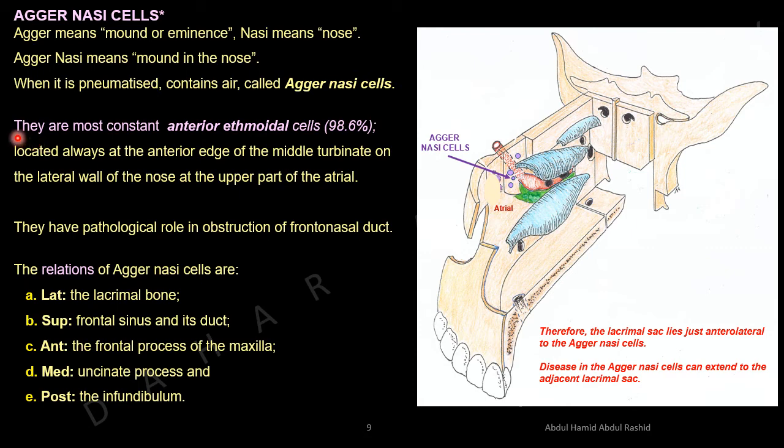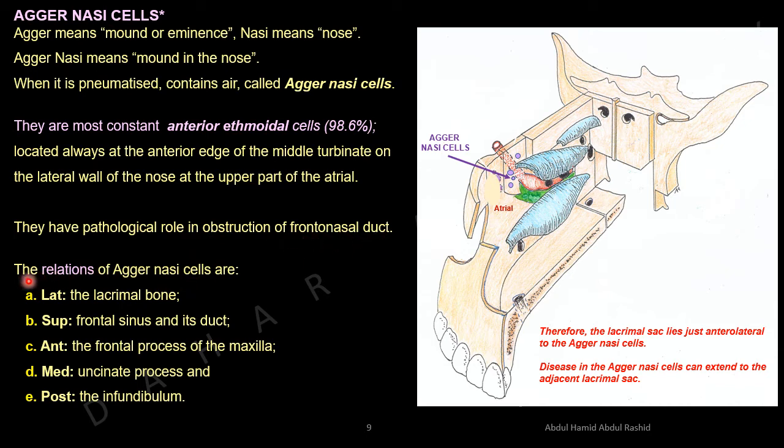Now let's talk about agger nasi cells. They are located always at the anterior edge of the middle turbinate, on the lateral wall of the nose, at the upper part of the atrium, always in front there. They have a pathological role in obstruction of the frontonasal duct.